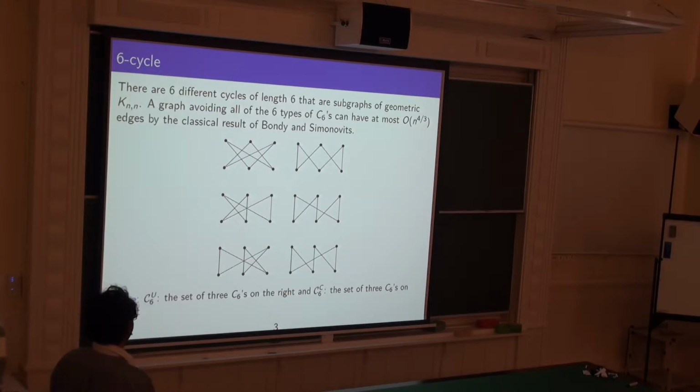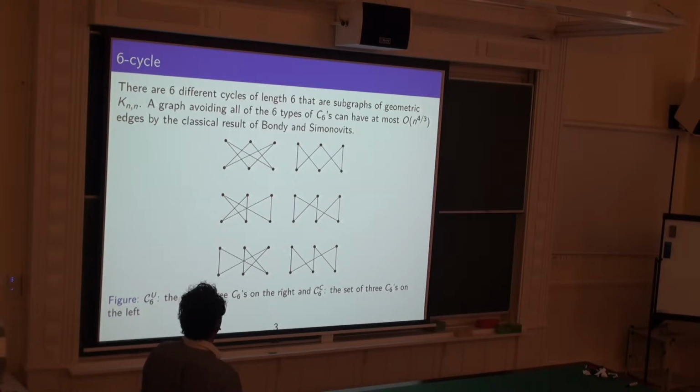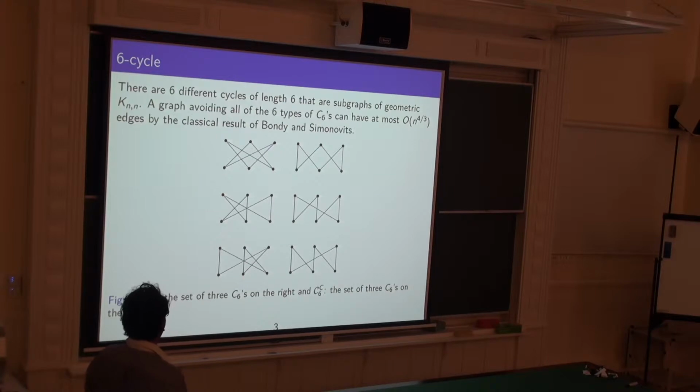Now, these 3 6-cycles are what we call uncrossed 6-cycles, and these 3 6-cycles are what we call crossed 6-cycles. We denote the uncrossed ones by C6U because they have 2 uncrossed edges. And we will study what happens if we forbid them.